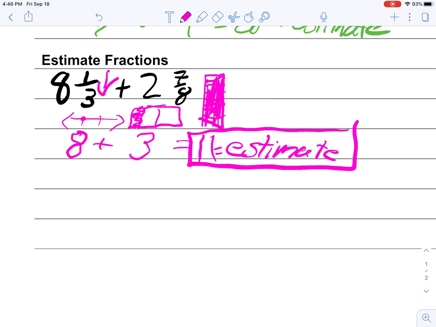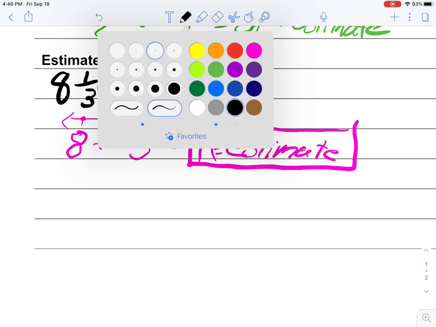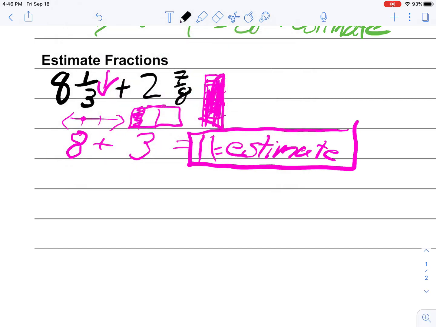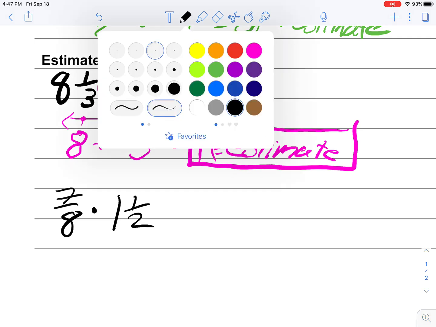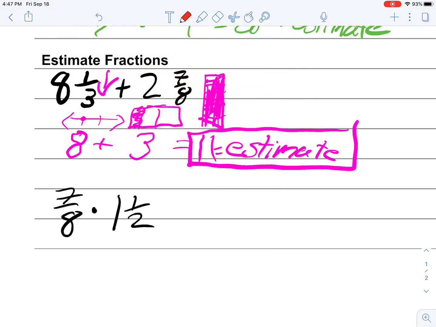One more example here with fractions. And again, if you want to try to solve the problem on your own, you can do that. I'm going to do 7/8 times 1 1/2. Well, again, I'm imagining, is this closer to a whole or closer to nothing? So for this one, I'm going to say 7/8. And if you want to, please, again, pause this, see if you can come up with the estimate on your own. Otherwise, I'm going to finish.